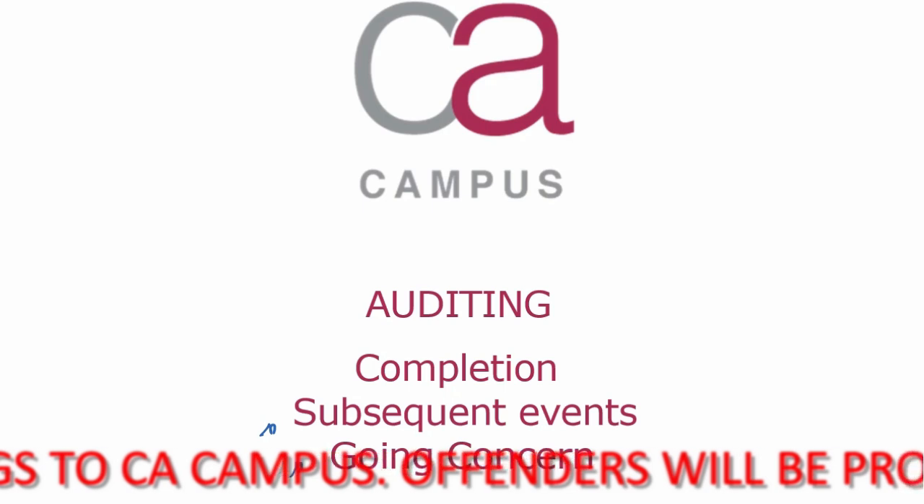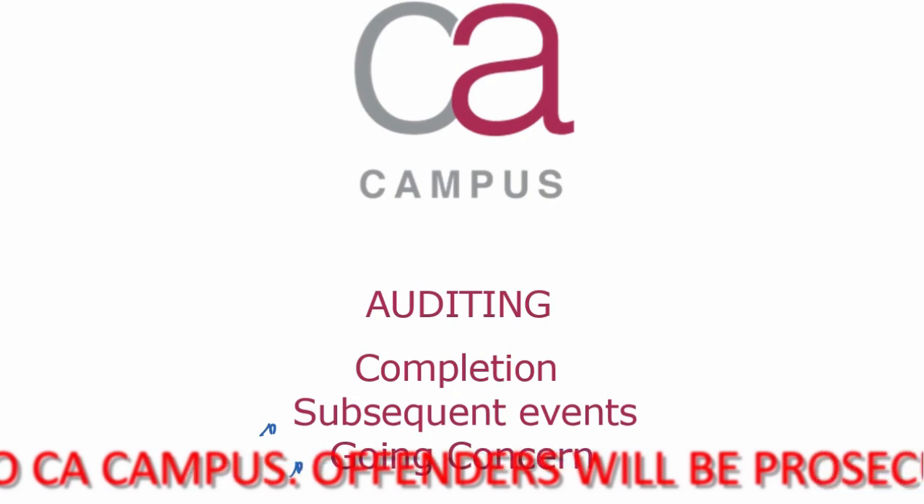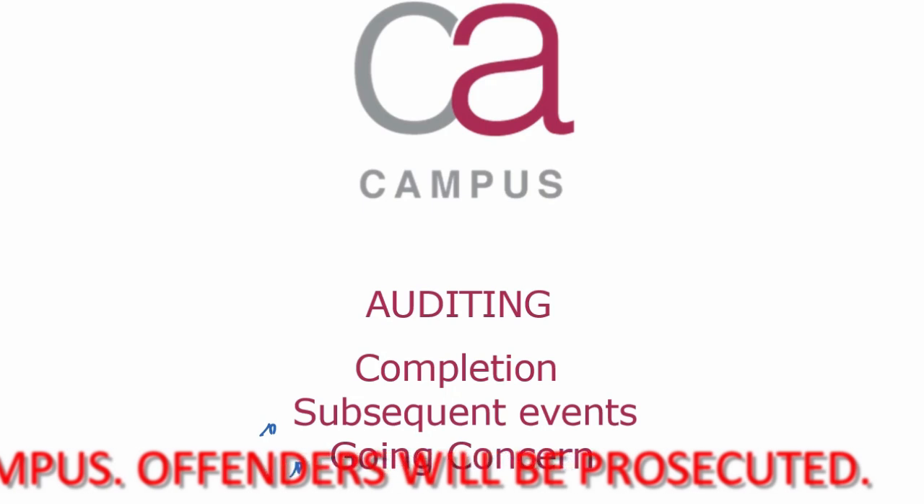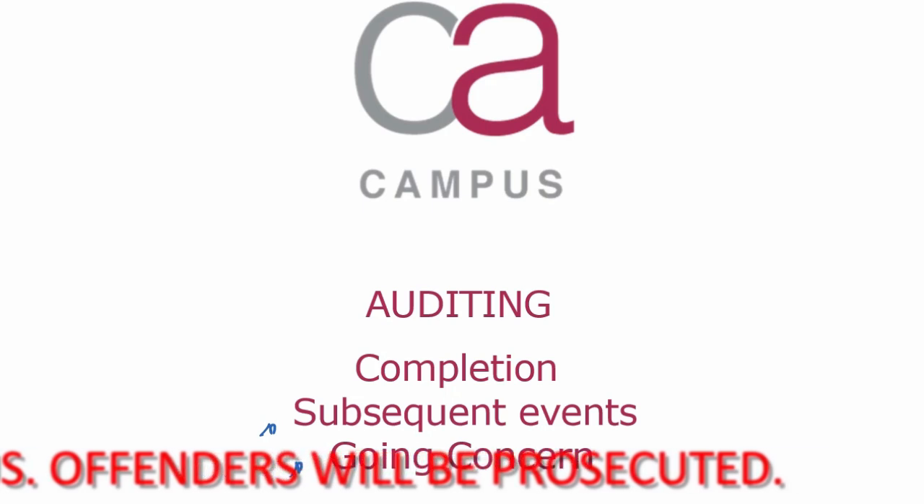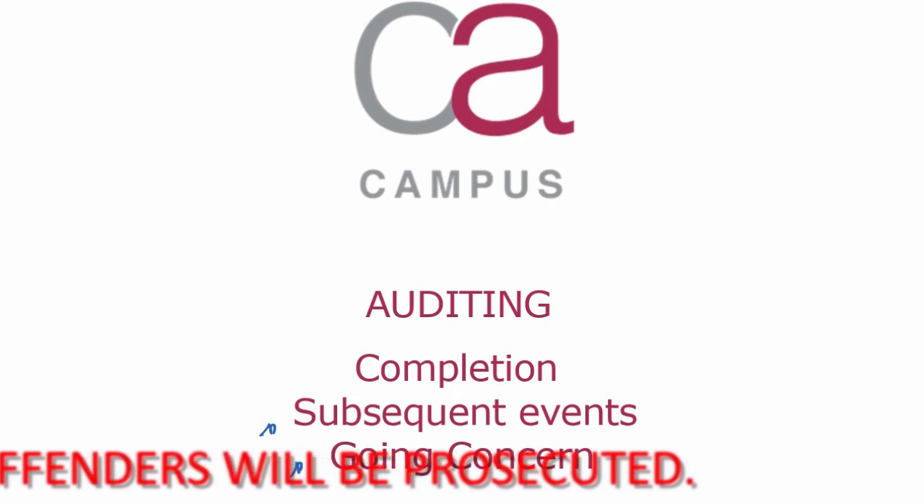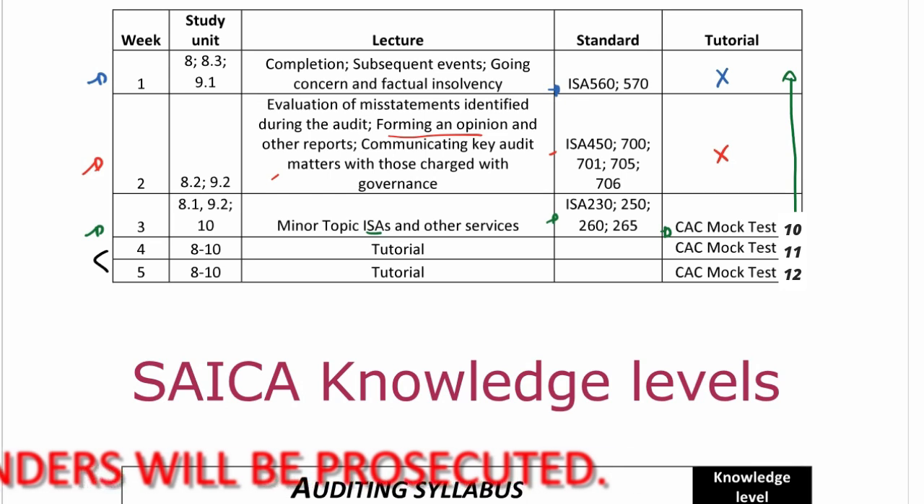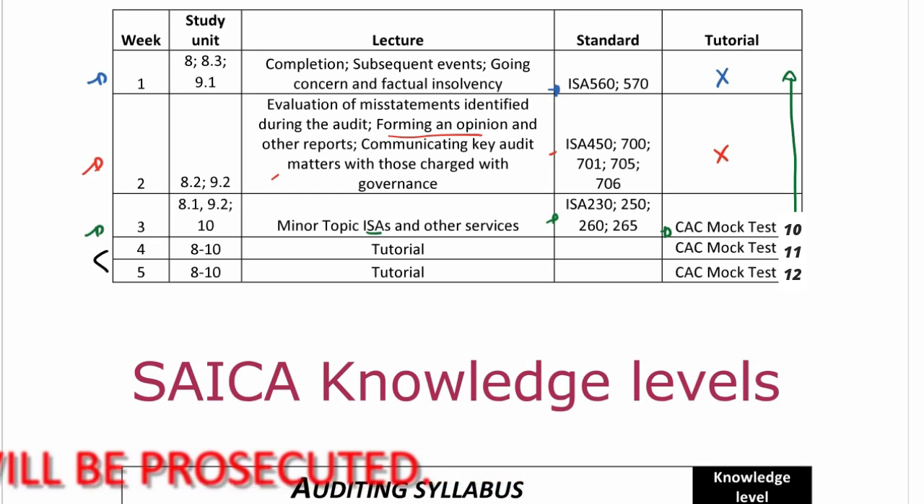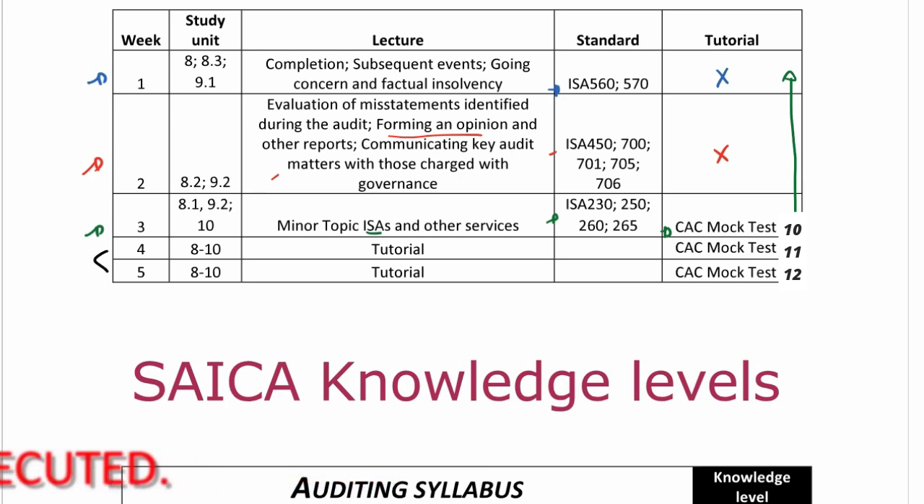which we will cover in the next couple of weeks. So before we get into the work today, let's just go to your Part 3 schedule so you can see at what level SAICA requires you to have this knowledge. Looking at the schedule for the completion stage of the audit, in the first week we're going to do the completion plus subsequent events and going concern. Standards ISA 560 and ISA 570.